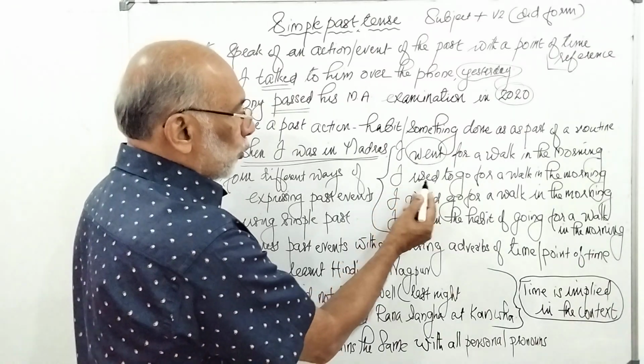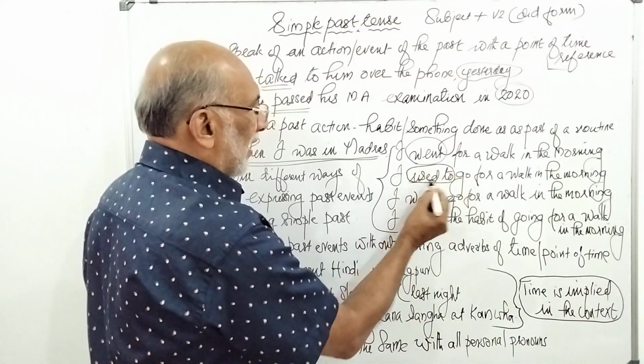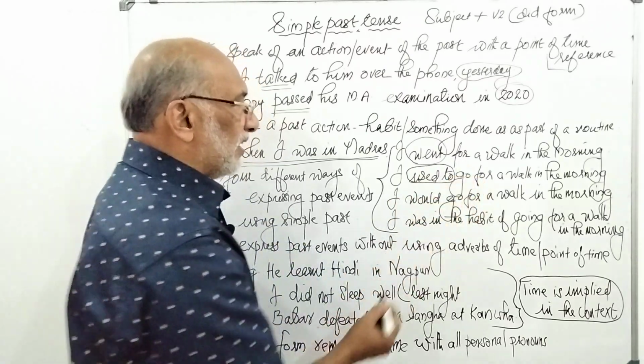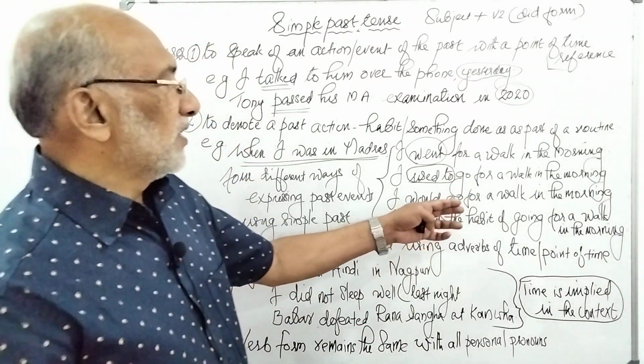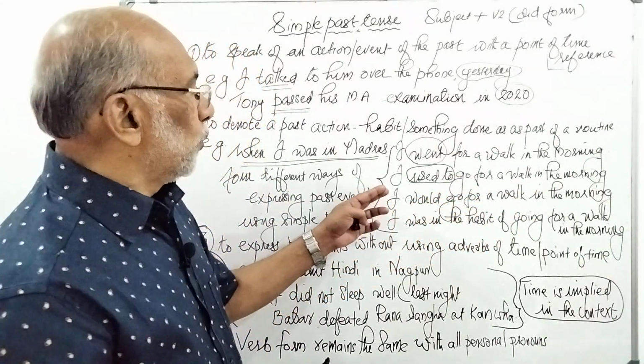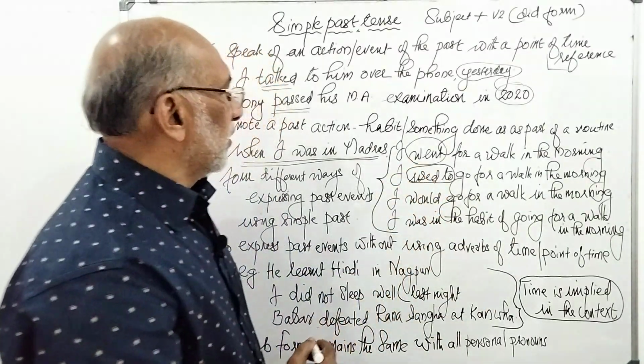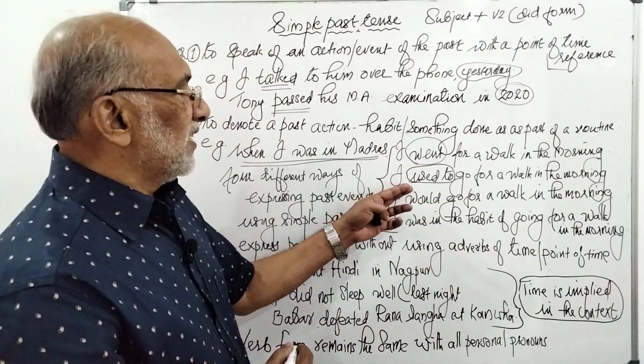When I was in Madras, I used to go for a walk in the morning. Used to is the form, and then we have the bare infinitive, that is the infinitive without to, the base form. I used to go for a walk in the morning. So this is another way of using simple past tense.